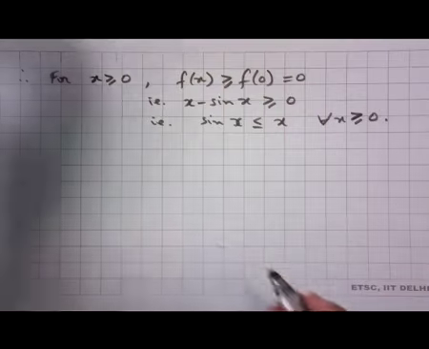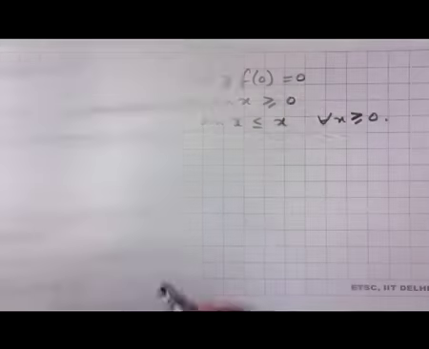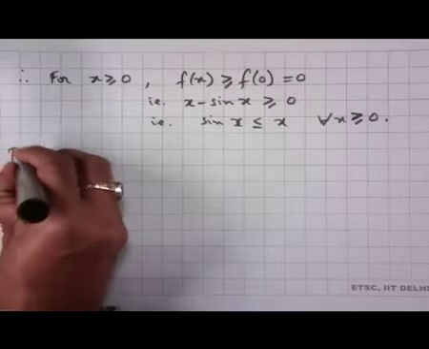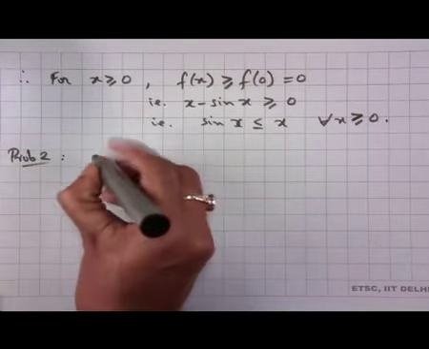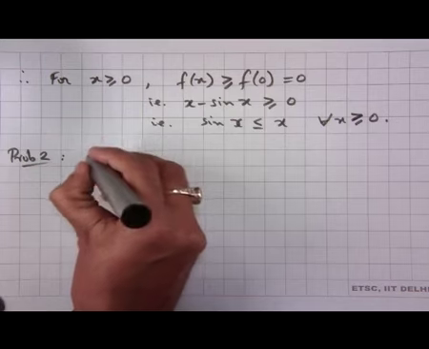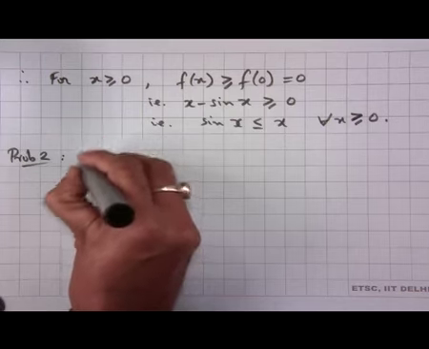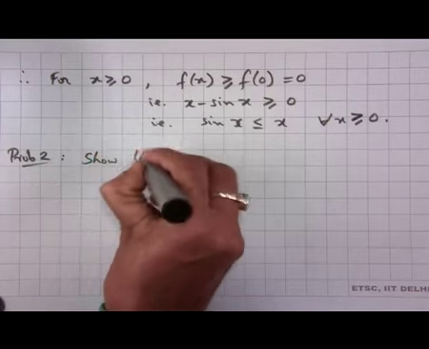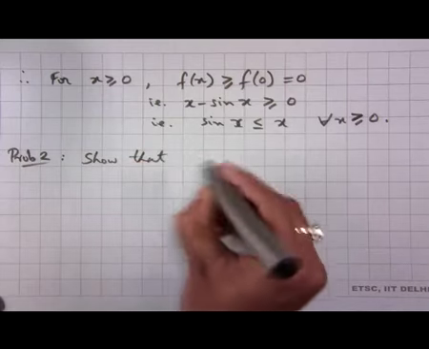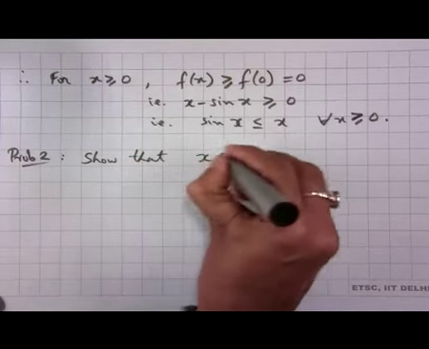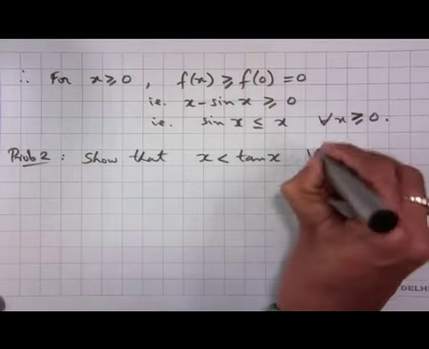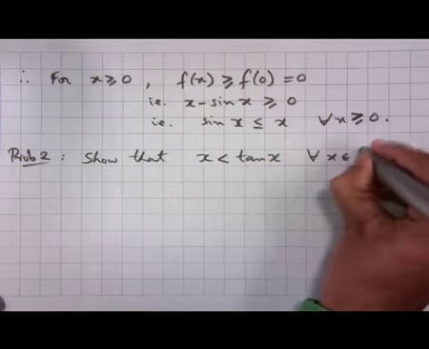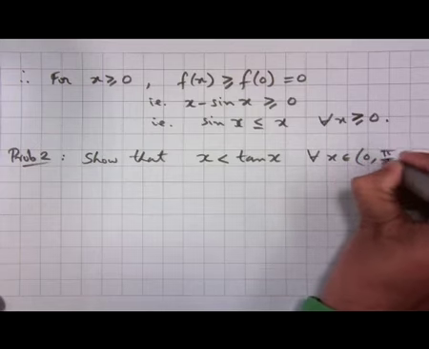Similarly, let us prove another inequality involving tangent of x: x is less than tan x for all x in the open interval (0, pi by 2).